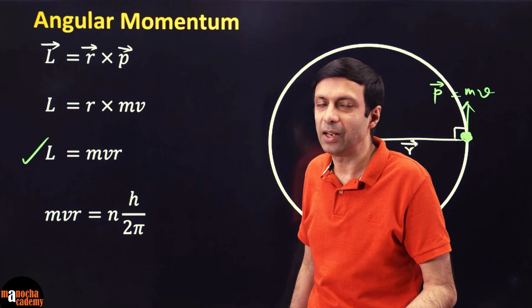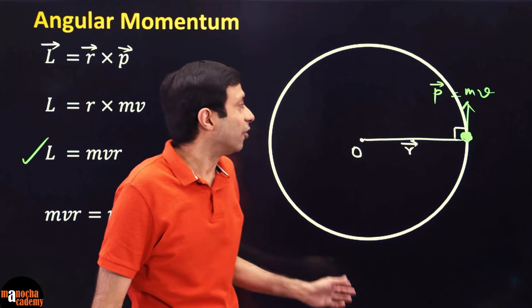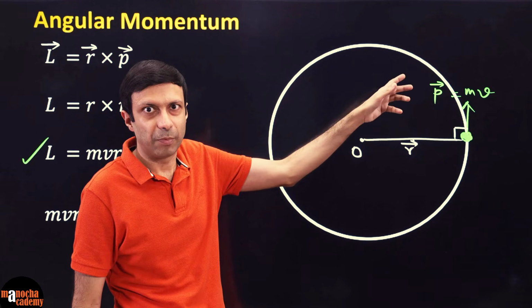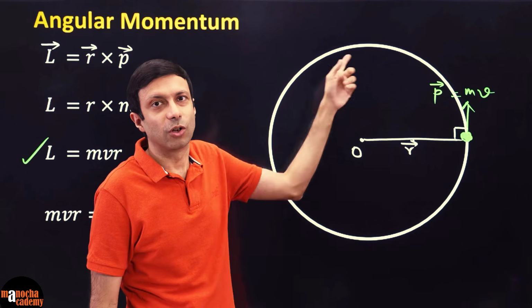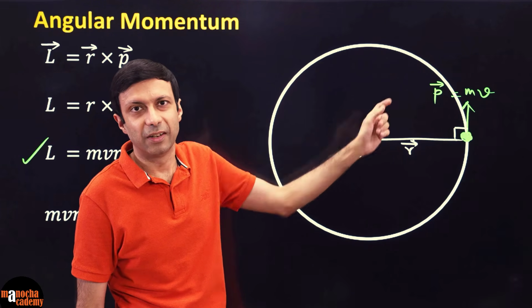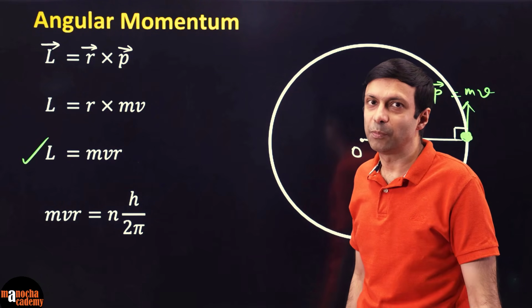What is m? Mass of the electron. v, velocity of the electron. And r is the radius in which it is going, because we are measuring the angular momentum along this circular orbit. So r is the radius here. Clear? So that is your angular momentum formula.